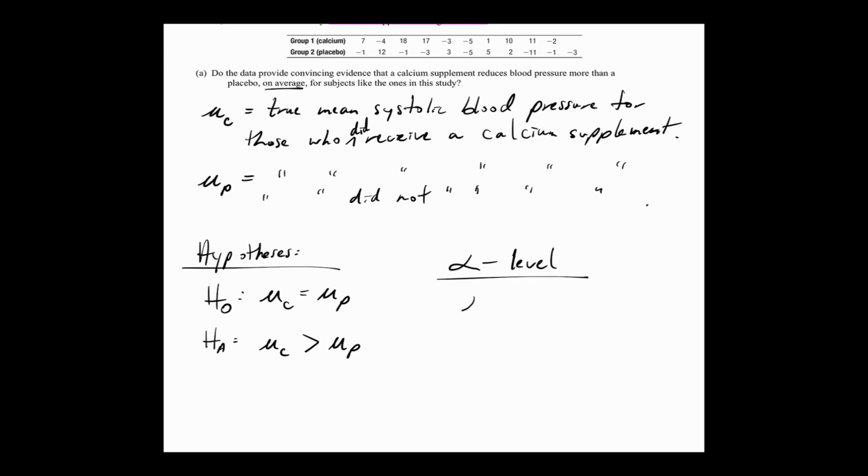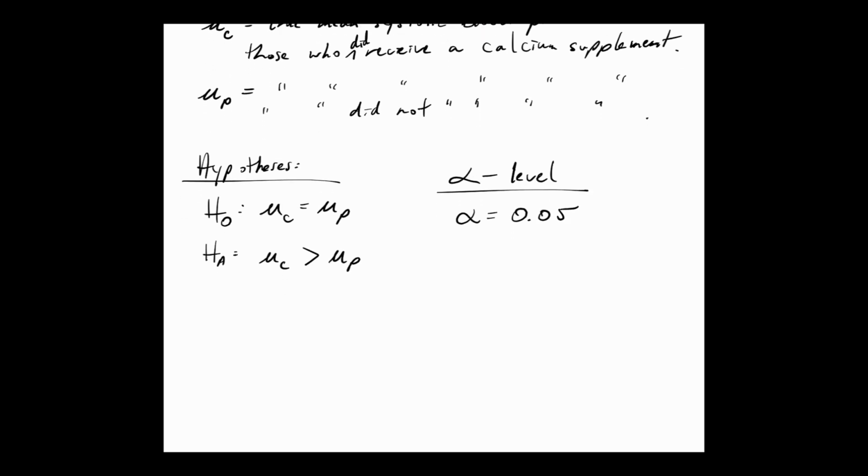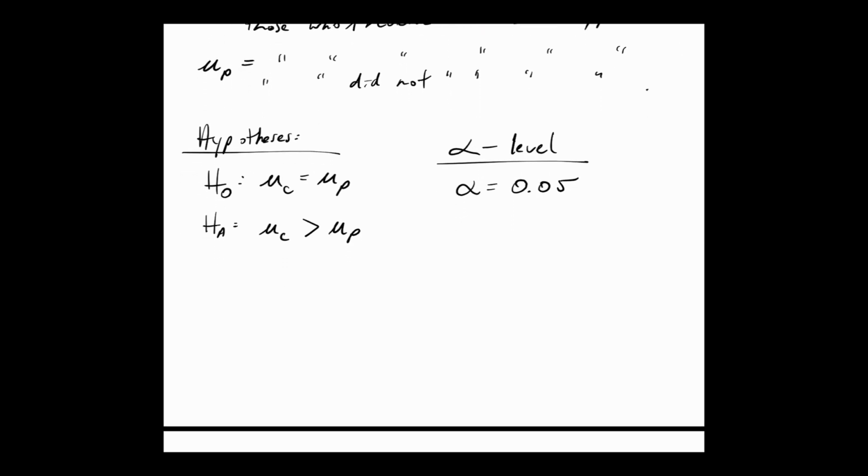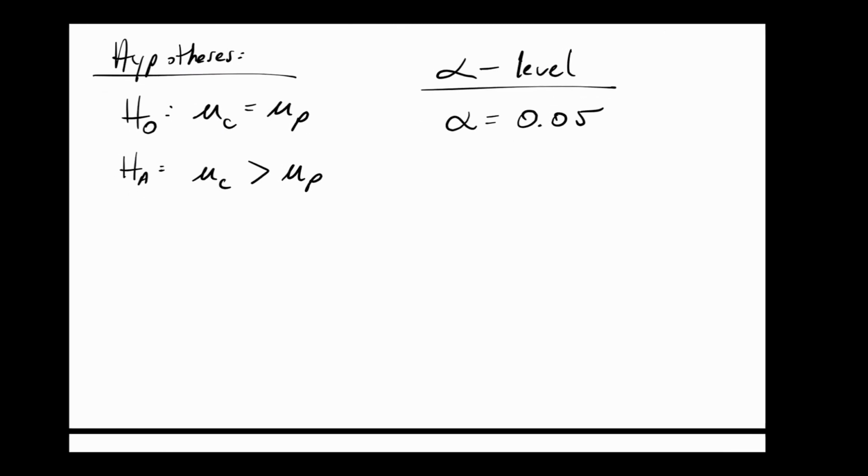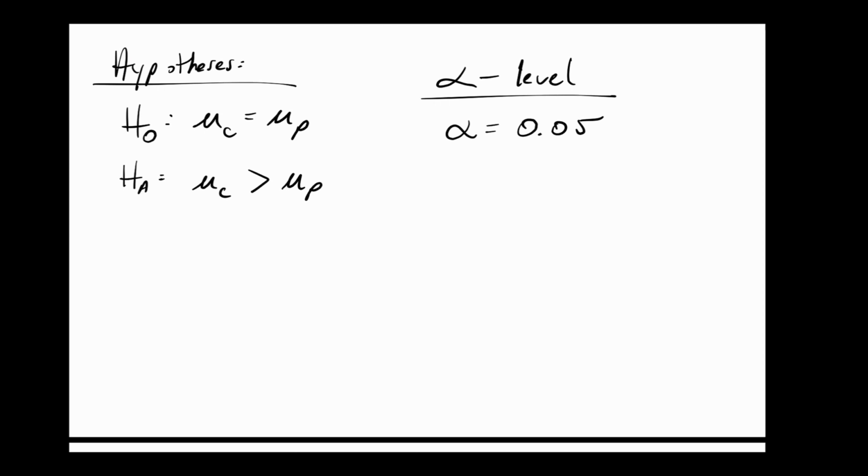Alpha level, 5%, since they didn't tell us what to do. Okay. We're running a little low on time, so we're not going to finish this, but I want you to do conditions and assumptions right now. Do conditions and assumptions, and then we'll finish the rest tomorrow.